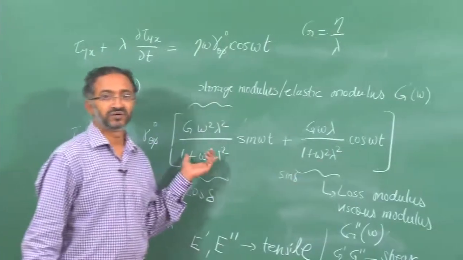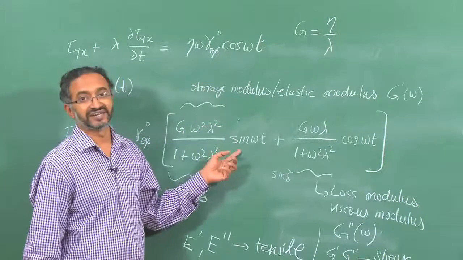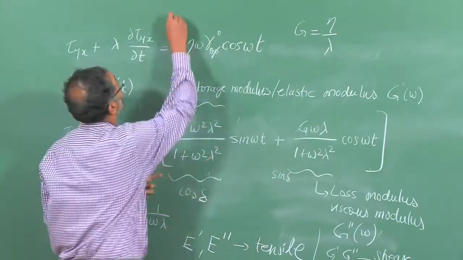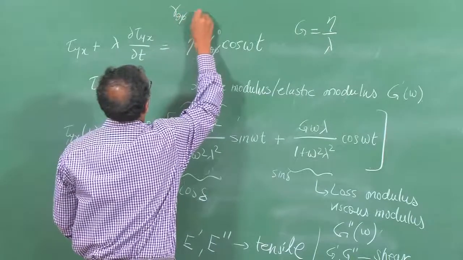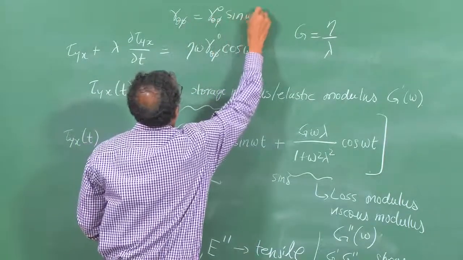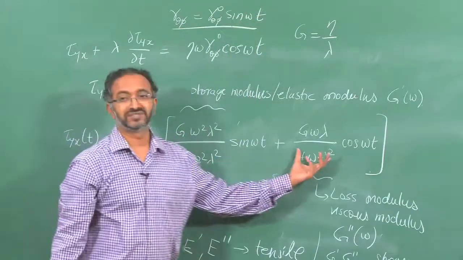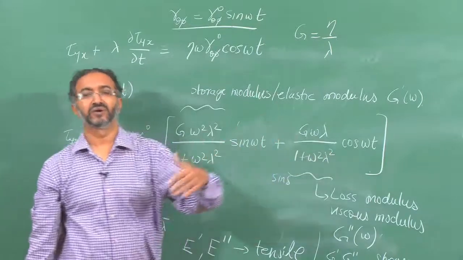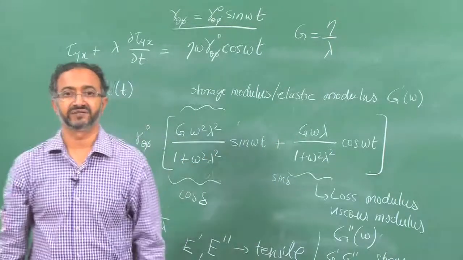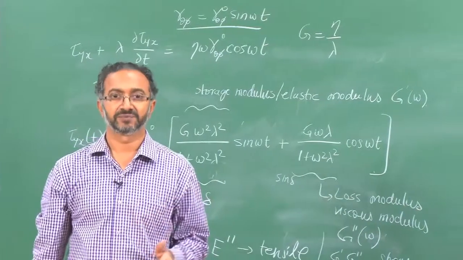So, if you look at here between these two, what happens is the stress is almost in phase with strain. Since strain is gamma naught sin omega t, and since strain and stress are almost in phase, this term is 0. So, it is lower and lower as you go to higher and higher frequency. Higher and higher frequency you go, more and more elastic response.